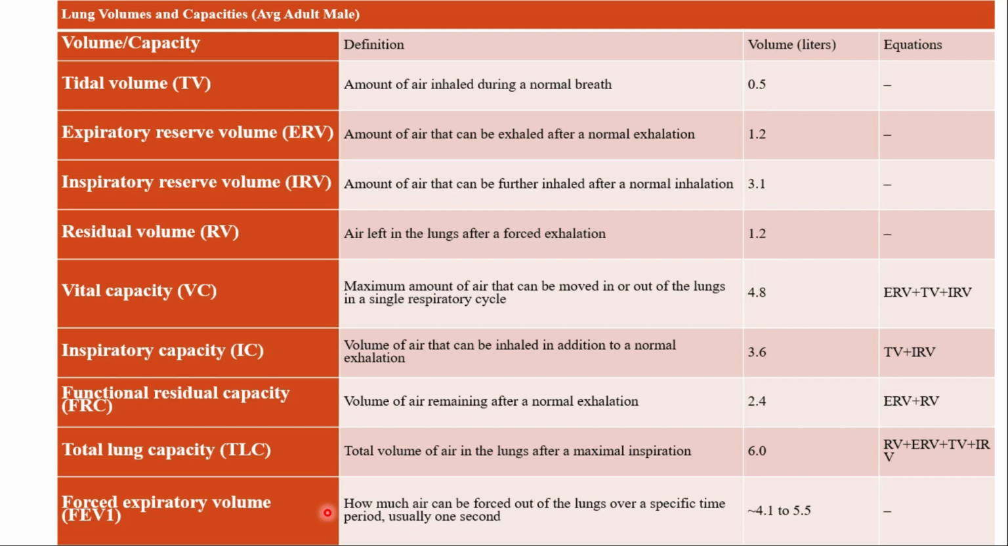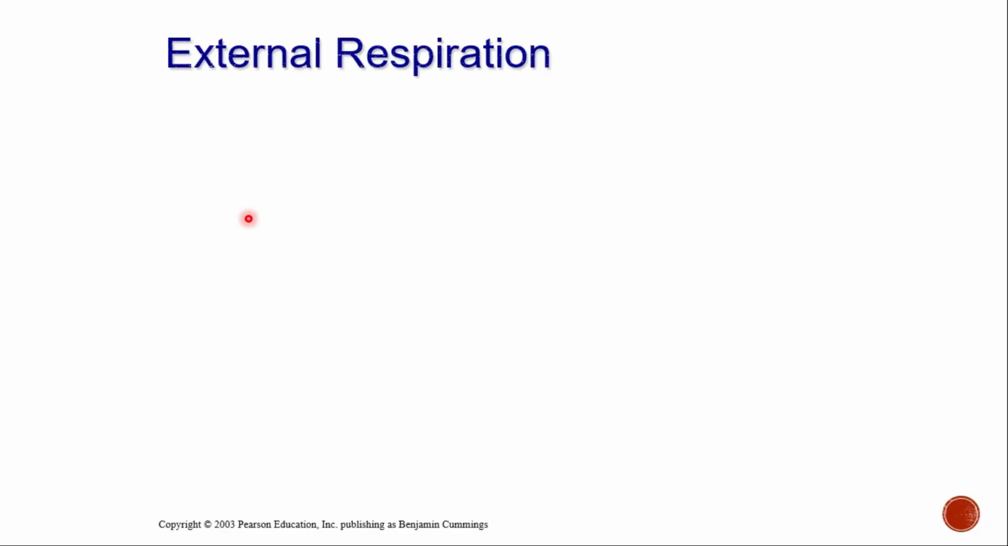The volume in the lung can be divided into 4 units: tidal volume, expiratory reserve volume, ERV, inspiratory reserve volume, IRV, and residual volume, RV. So these 4 volumes are important for the amount of air that enters the lungs.